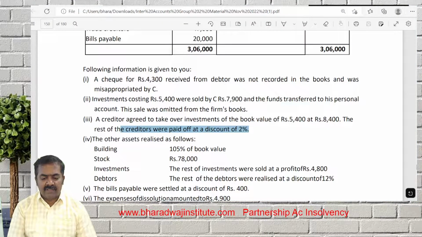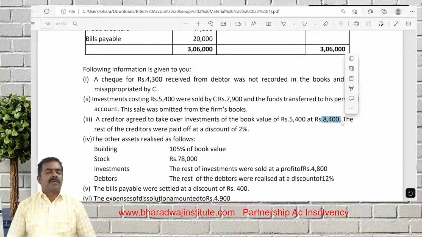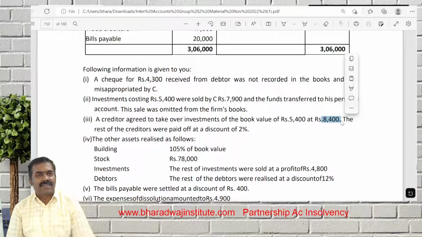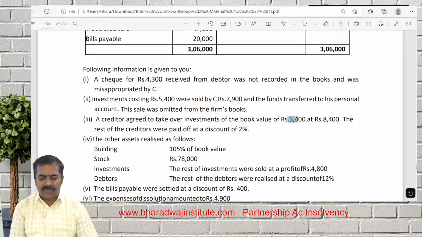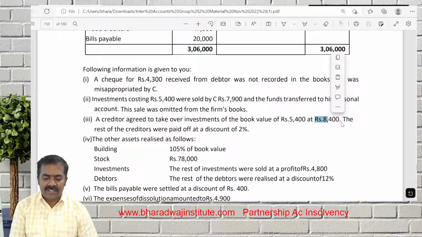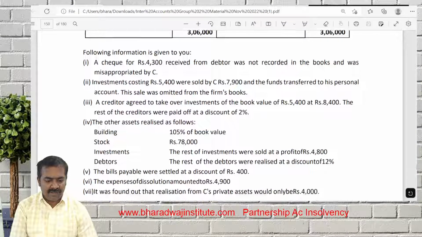What is the value at which they take over? 8,400. For example, my asset recorded in books 1 lakh. You are taking over at 2 lakhs. So obligation towards you settled at 2 lakhs. The 5,400 is only for my reference book value, but the obligation is settled at the value at which it is taken over. Next part. What is the next one?